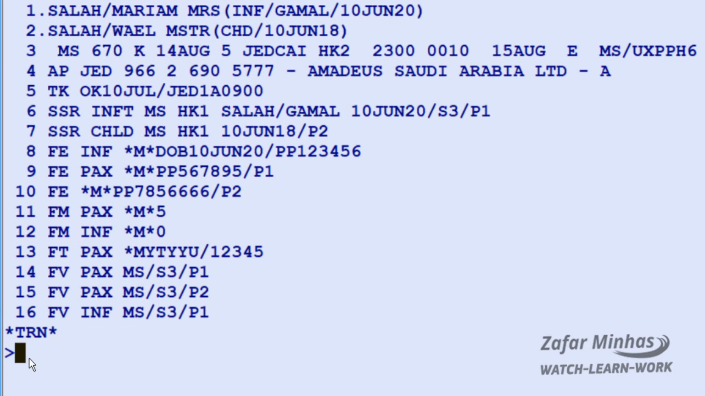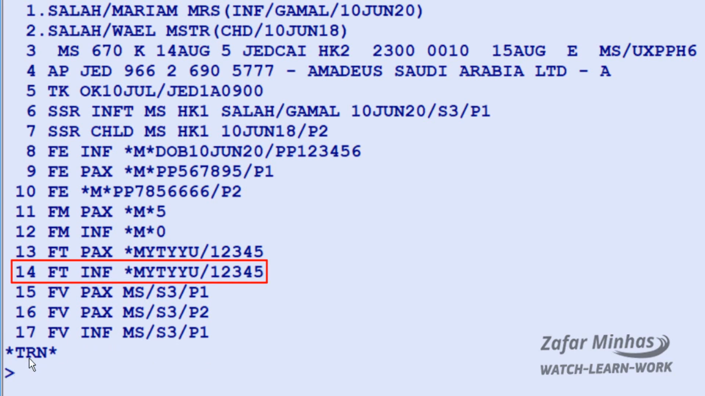To enter free float text tour code for all infant passengers in a PNR, use FT tour code transaction followed by INF infant passenger indicator asterisk plus free float text tour code. Enter. Tour code element has been updated. Save the changes in the PNR for further action.